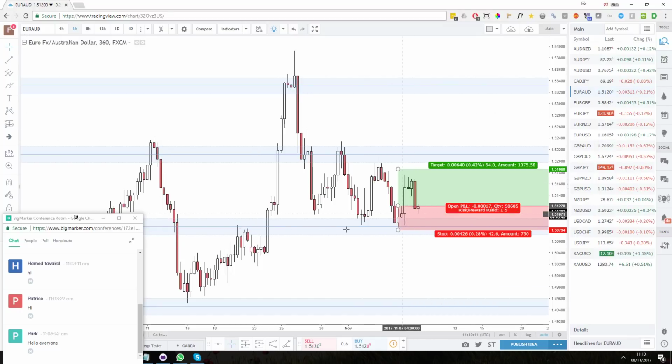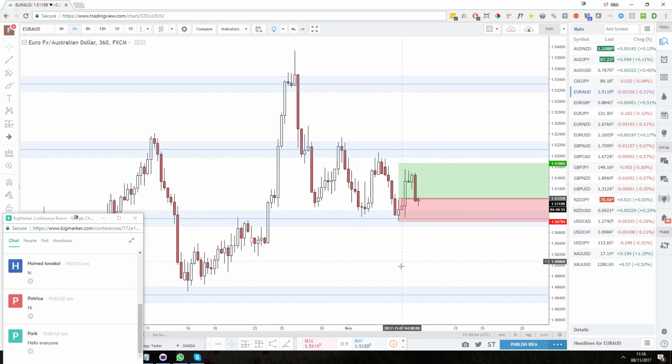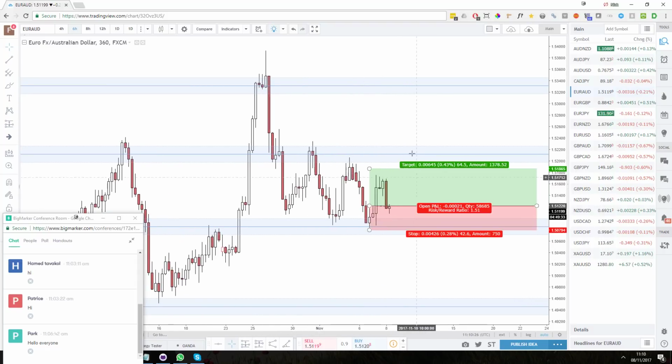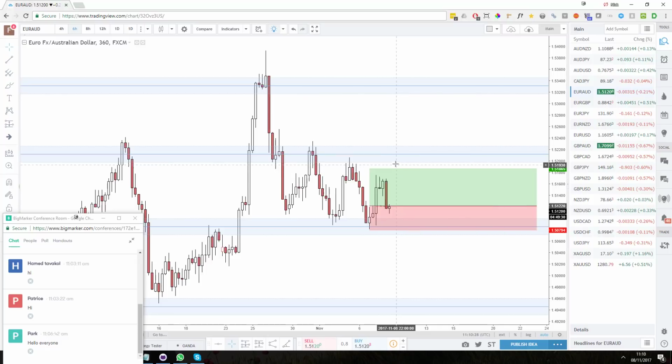EURJPY, I entered a long on EURJPY yesterday. It didn't quite hit target. It actually pulled back all the way down to here. My target was up here at the 1.5 risk-reward ratio. I adjusted my support resistance areas yesterday, and I took that trade.